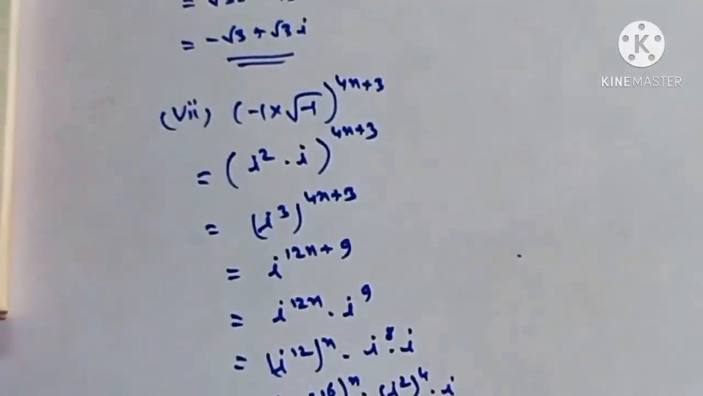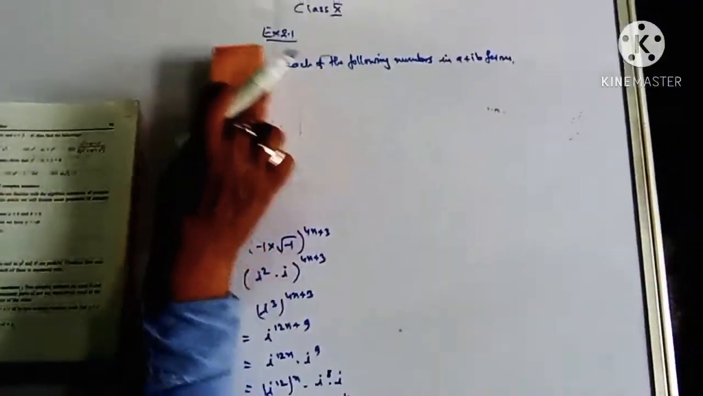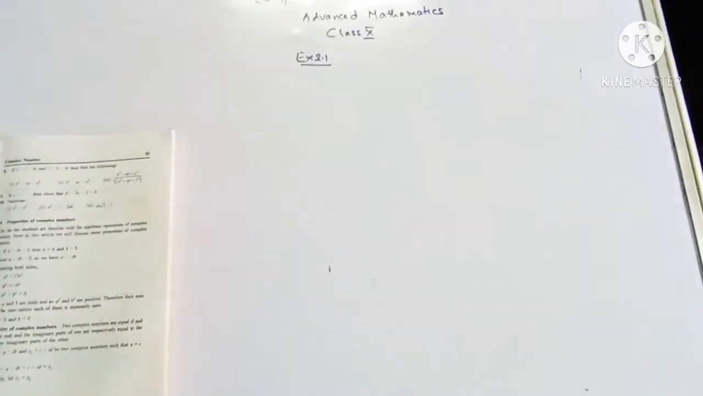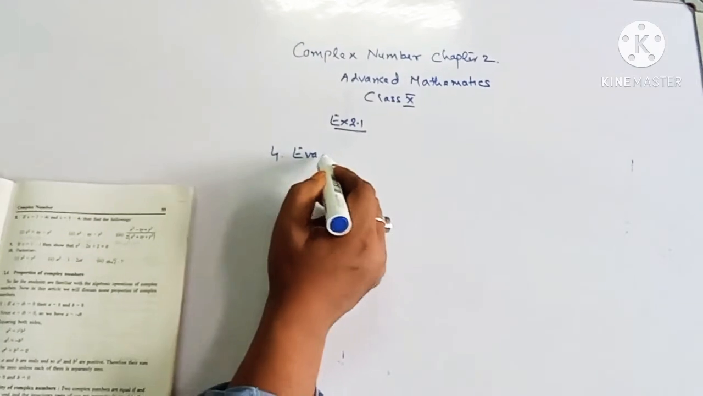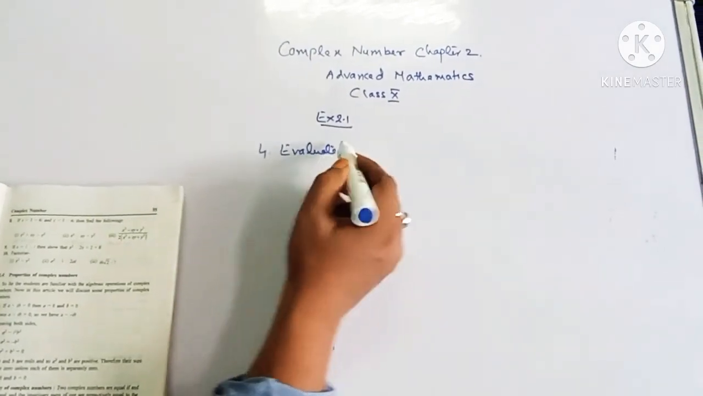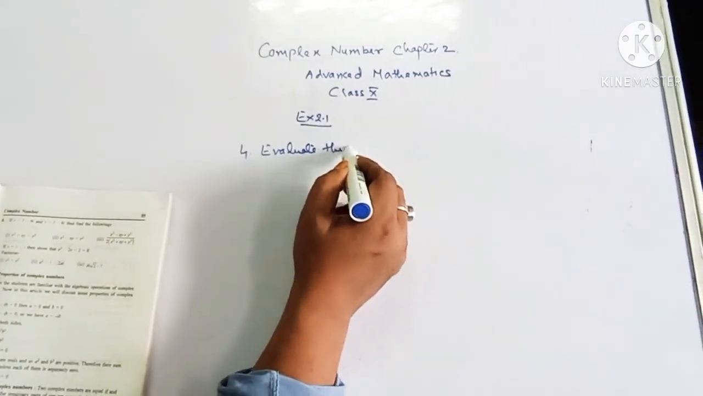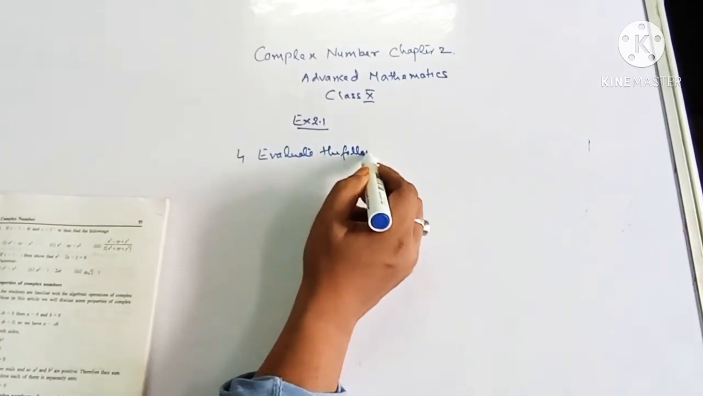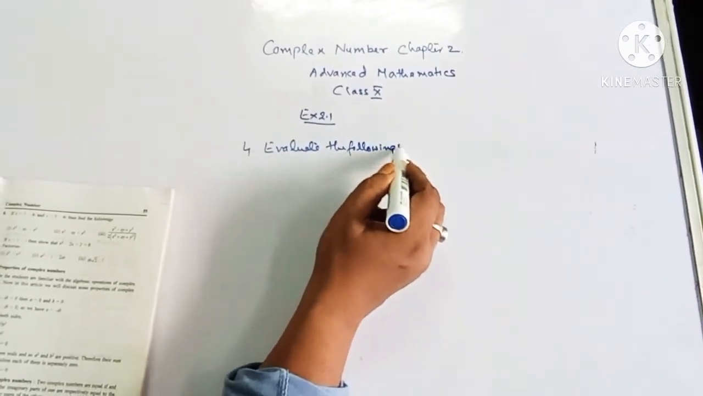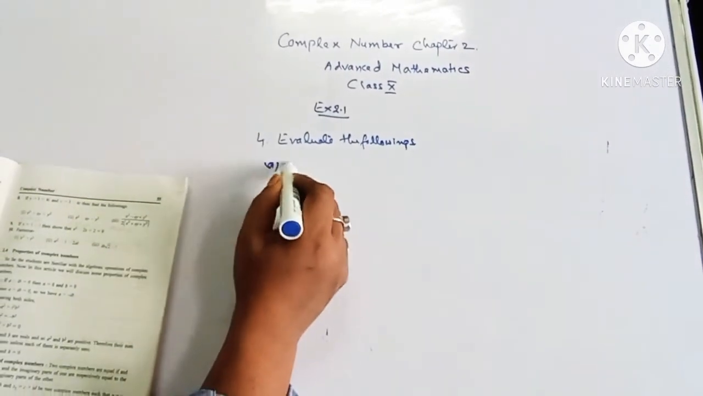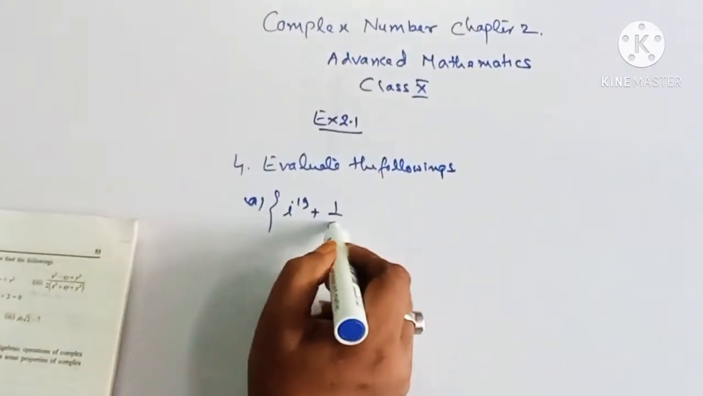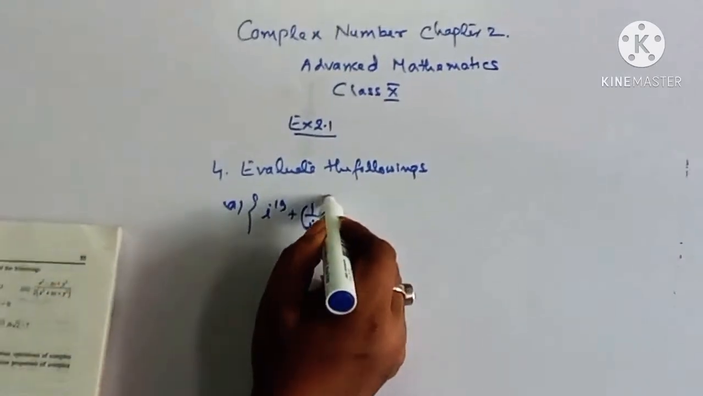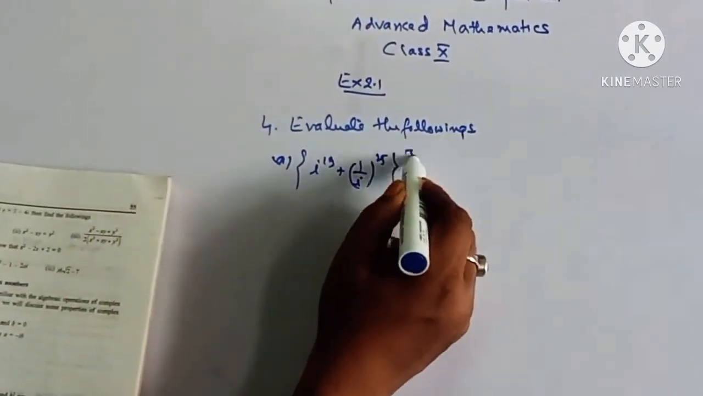Now I am going to question number 4. Evaluate the following. So A, i to the power of 19 plus 1 by i to the power of 25, to the whole power 3.